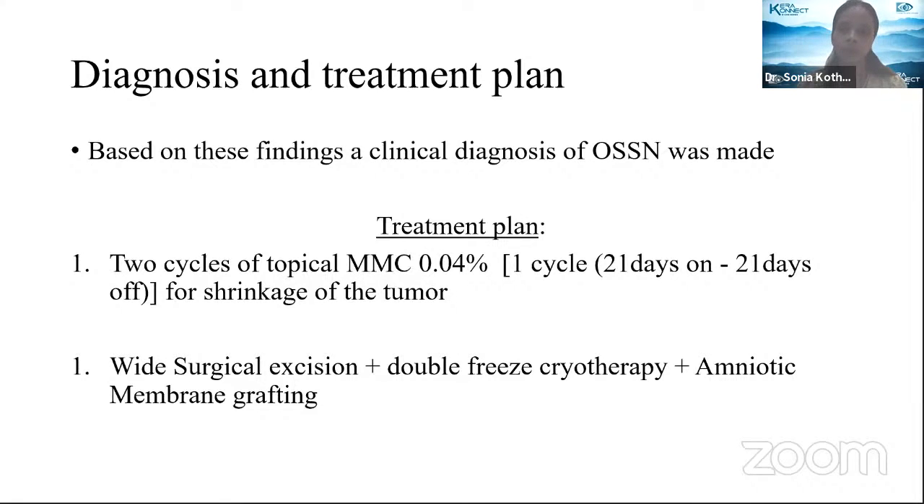And once the tumor has reduced in size, we thought that we will go ahead and do a wide surgical excision using 4 millimeter of clear zone, and do a double freeze cryotherapy followed by an amniotic membrane grafting. So the first cycle of mitomycin was given.